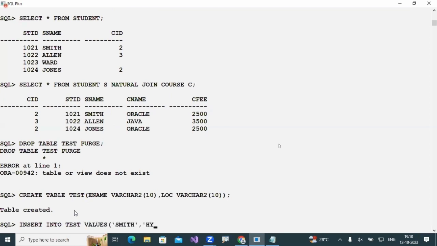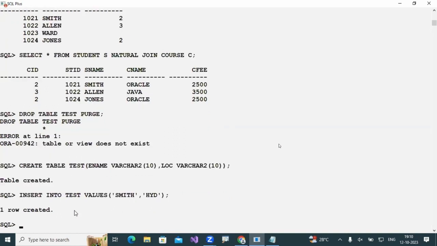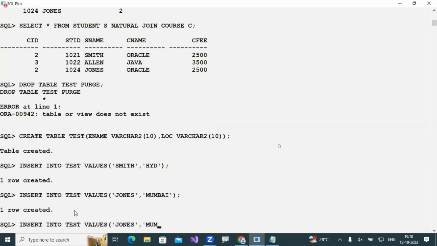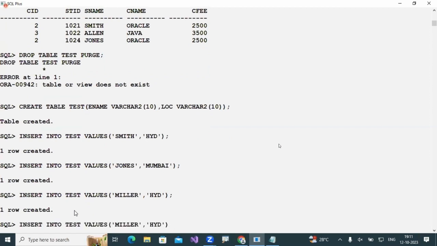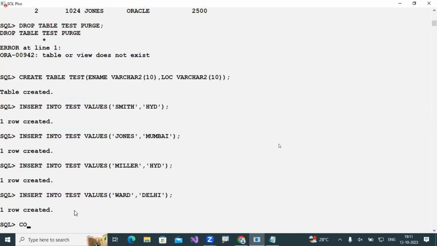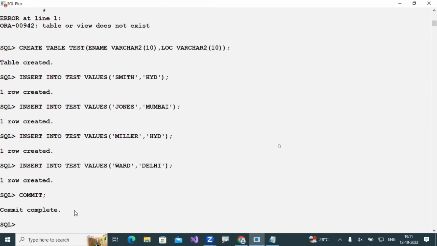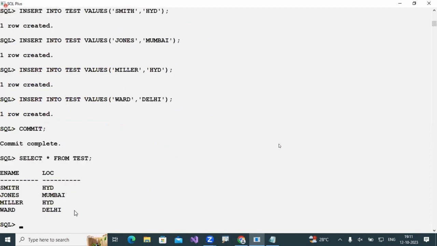Smith, HYD. Jones, Mumbai. Miller, HYD. Ward, Delhi. I just commit, and finally I'm calling this my table.